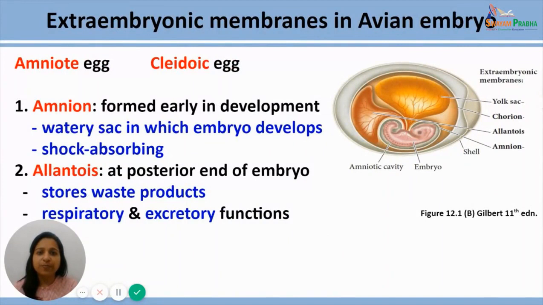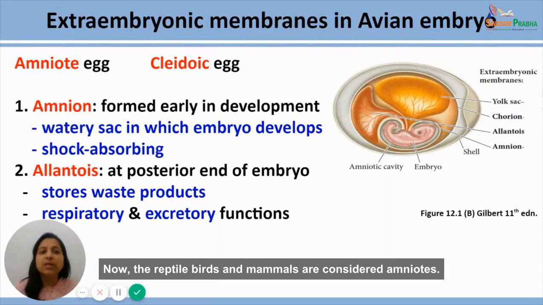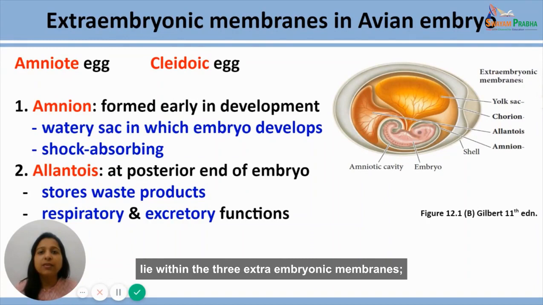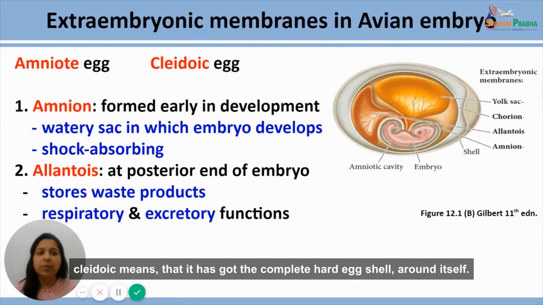Now, the reptiles, birds and mammals are considered amniotes. Why are they considered amniotes? Because their eggs consist of, or the embryos lie within, three extra embryonic membranes, namely the amnion, the allantois and the chorion. Now the avian egg is also cleidoic in nature. Cleidoic means that it has the complete hard egg shell around itself.